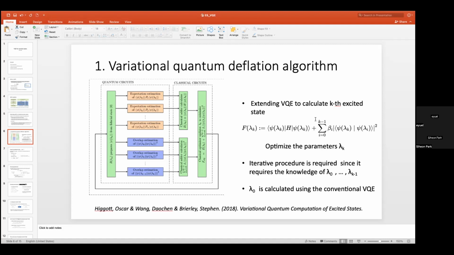Okay. By the way, if you have some question, just feel free to stop me in the middle rather than waiting until the presentation is over. Okay, yeah, so this is all about the variational quantum deflation algorithm.